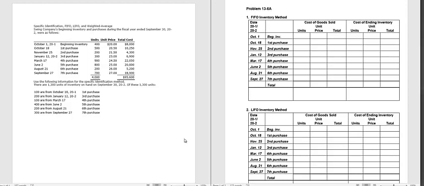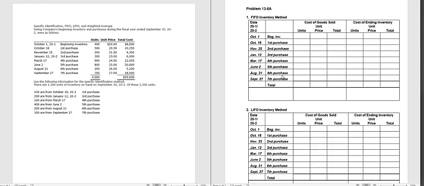The first one we're going to look at is the first in, first out method. Now this method assumes that the first items purchased are the first items sold, and that your remaining ending inventory would be made up of your last purchases. So let's just take a look at first in, first out.